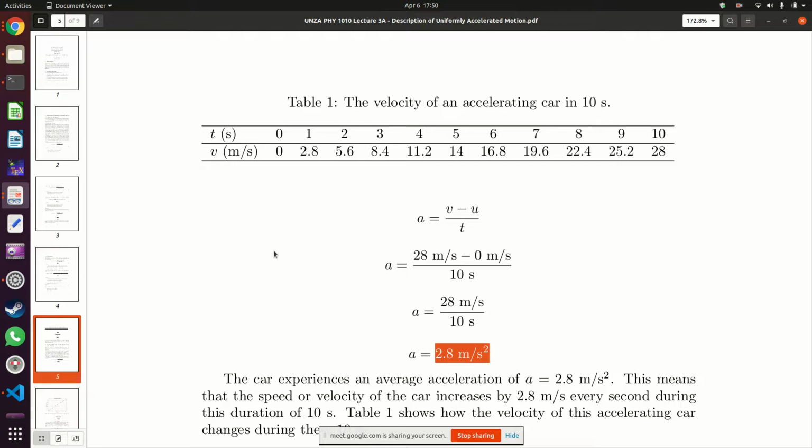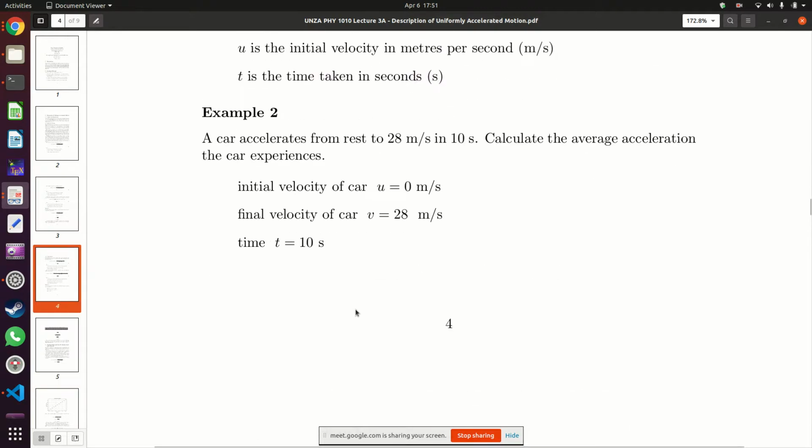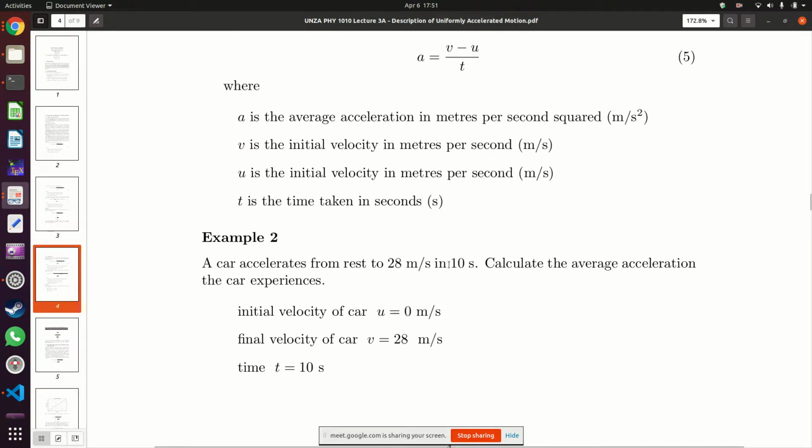The only kind of instantaneous velocity we are interested in is the initial velocity and the final velocity. Initial velocity is when we start measuring this 10 seconds. This U is an instantaneous velocity. That's what we are interested in. Then the velocity of the car at the end of the 10 seconds, this 28 meters per second, is another value of instantaneous velocity we are interested in.